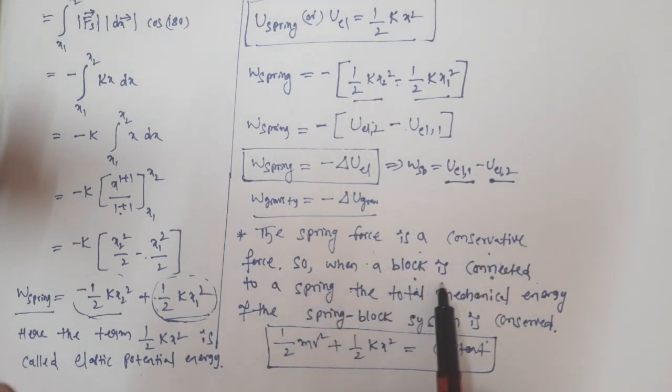So when a block is connected to a spring, the total mechanical energy of the spring-block system is conserved. That means the sum of the kinetic energy of the block and the potential energy stored in the spring always remains constant. If this value increases, this value decreases, and if this value decreases, this value increases, but the sum of these two energies always remains constant.